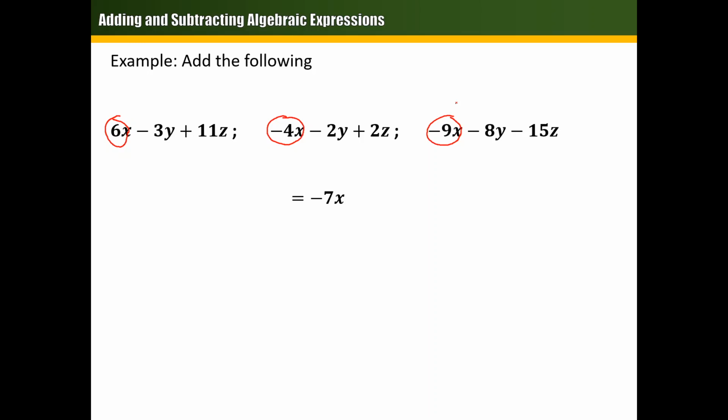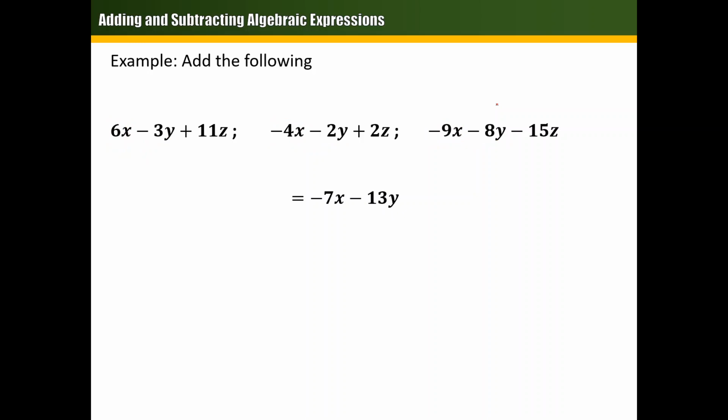So, sa mga natira, ano pa yung mga similar terms? Negative 3y, negative 2y, and negative 8y. Here we have utang na 3, utang na 2, utang na 8. So, puro utang. Anong meron ka? Utang na 3 at utang na 2, utang na 5. Idagdag pa natin yung utang mong 8, so meron kang utang na 13. So, we have negative 13y.